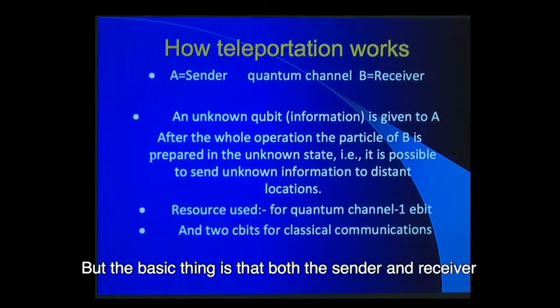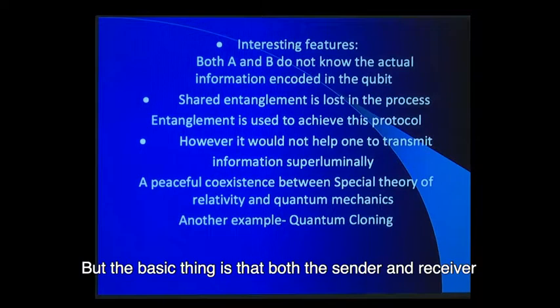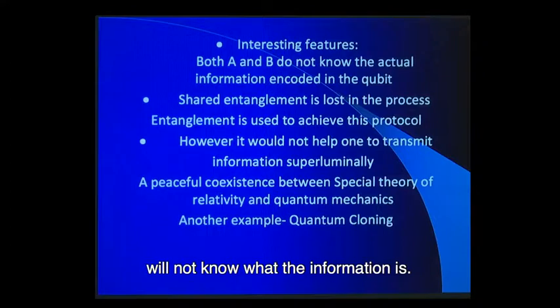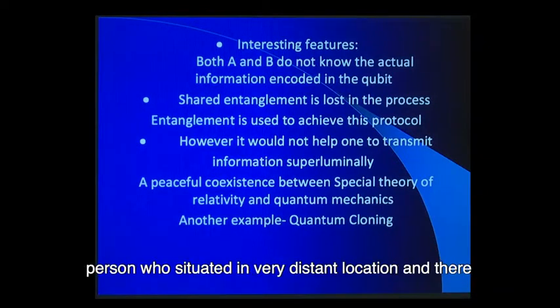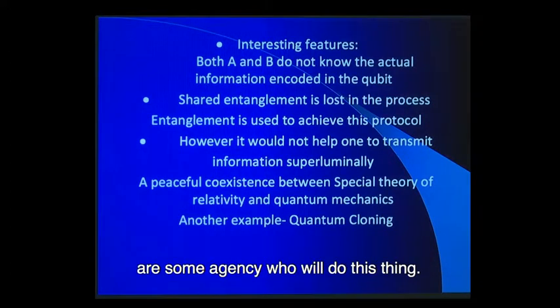But the basic thing is that both the sender and receiver will not know what the information is. Actually, there could be some agency. Some sender wants to send unknown information to some other person who is situated in a very distant location, and there is some agency who will do these things.